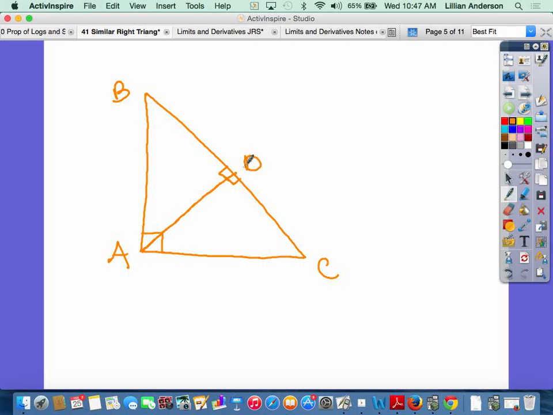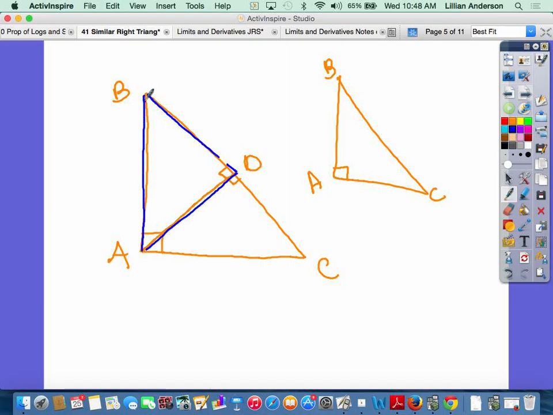Then that theorem says that the two triangles that were formed are similar to the big triangle and to each other. So in other words, certain sides are going to be proportional to each other. Okay? So, if I were to look, we have three triangles here, don't we? We have the big orange triangle, which is A, B, C. We have this triangle right here. Okay? I'm going to draw it right here.